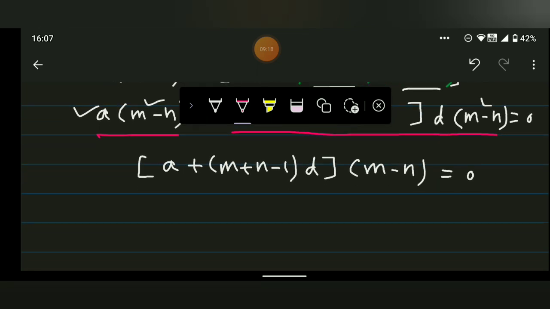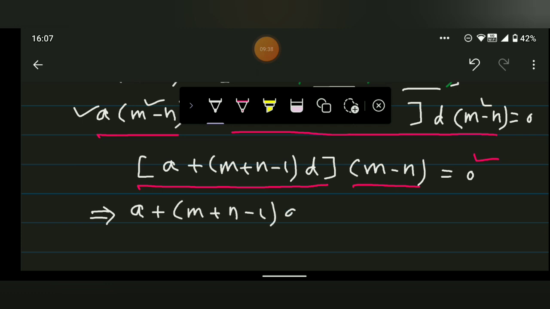Now we are having in front of us the product of this first term and second term to be 0, and the product of two terms is possible to be 0 if either one of the terms is 0. That means this implies that either a plus m plus n minus 1 into d, this is equal to 0, or m minus n is equal to 0.